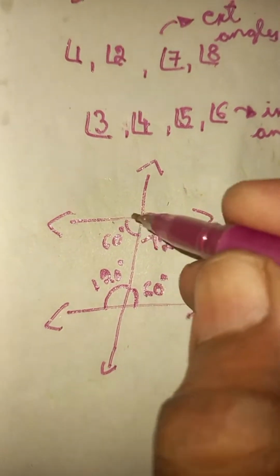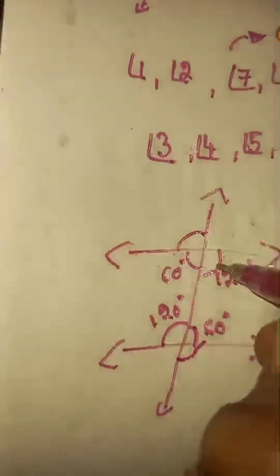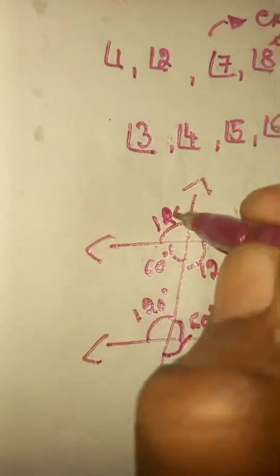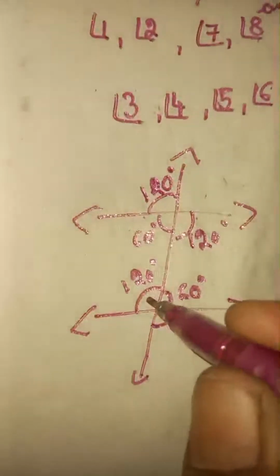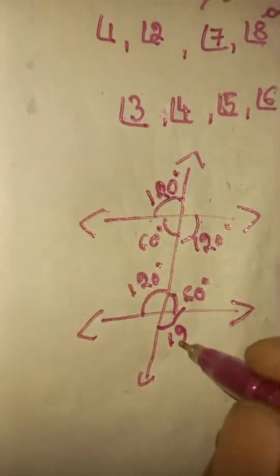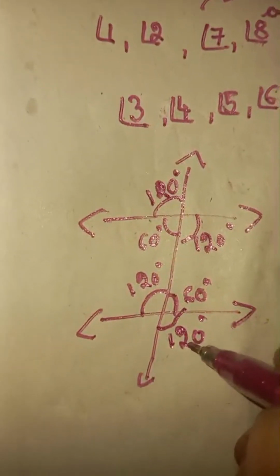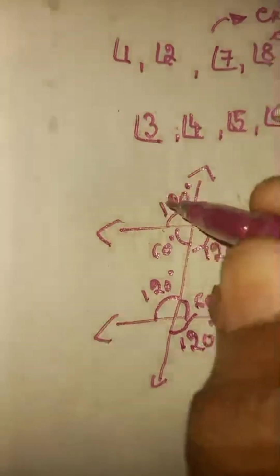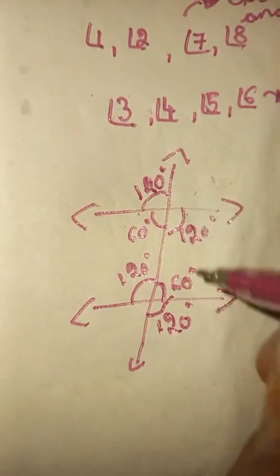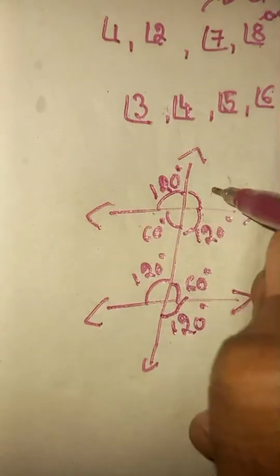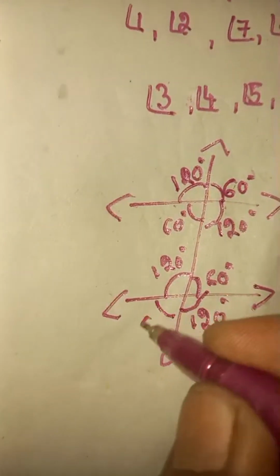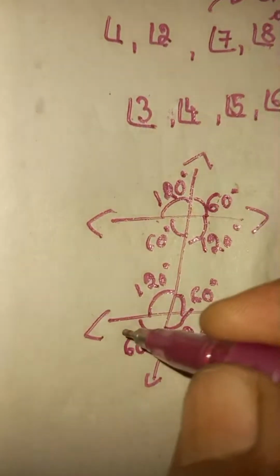Now I'll tell what alternating exterior angles are. This angle is a vertically opposite angle, so this will be 120 degrees, and this angle to this angle is also vertically opposite, so this is also 120 degrees. So these two angles are alternating exterior angles, and these two angles are also alternating exterior angles, and they're going to be equal.